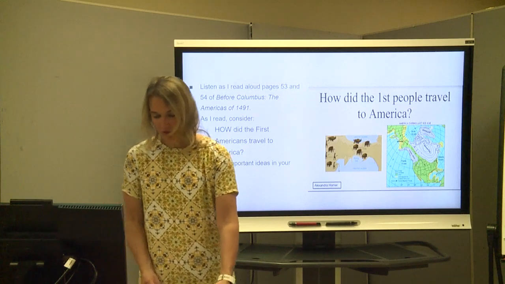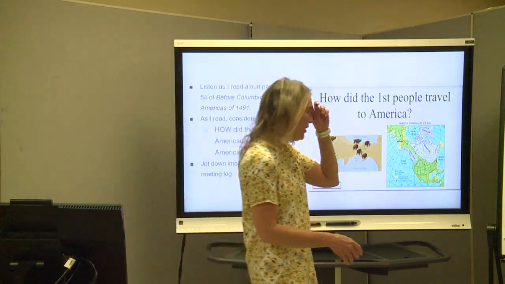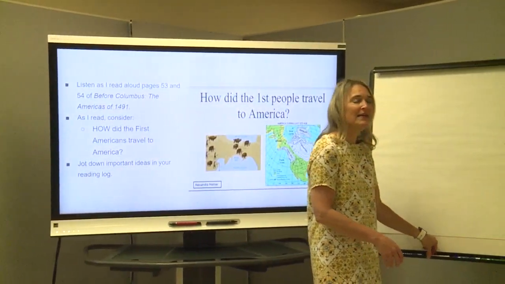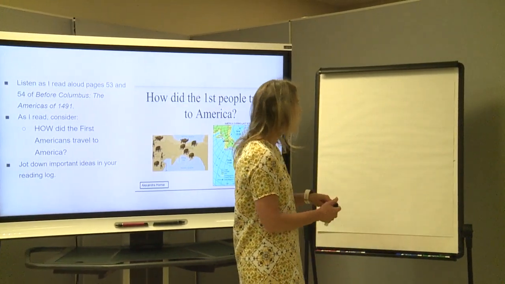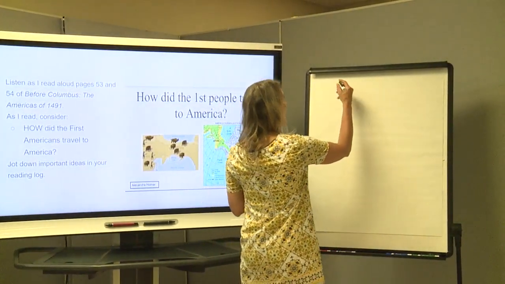So, who was Christopher Columbus? We'll begin a word wall where we will look at names, places, words that we're not familiar with, or maybe that we are, throughout this unit.